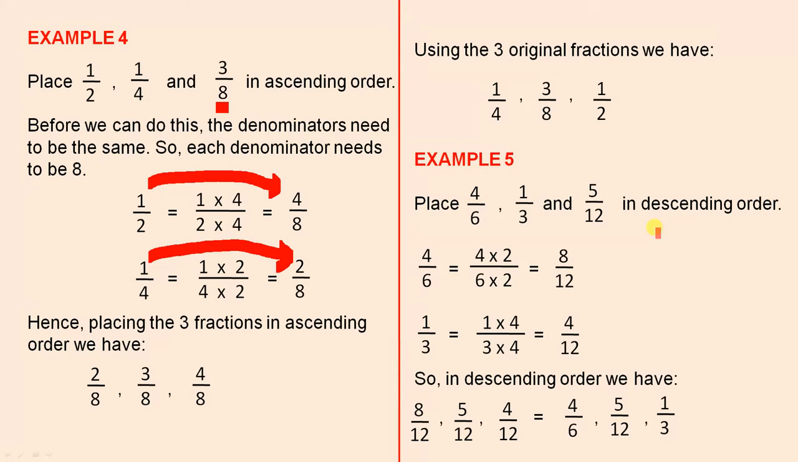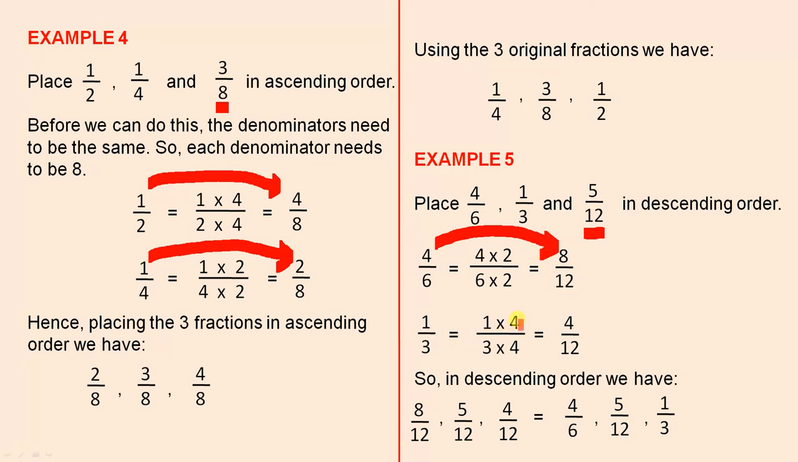Example 5. Place 4 over 6, 1 over 3 and 5 over 12 in descending order. Now we're going to make all the denominators 12, the same as this one. So 4 over 6, we just multiply numerator and denominator by 2. 2 4s are 8, 2 6s are 12. So 4 over 6 is the equivalent fraction to 8 over 12.